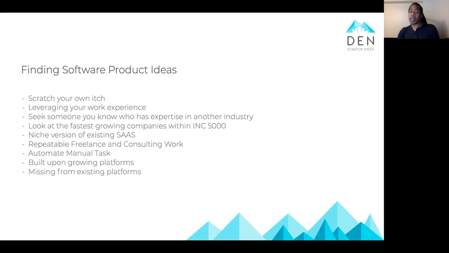Other places to look include Inc. Magazine. Inc. Magazine lists every year the top 5,000 growing businesses. There could be problems to solve there. For example, there are a lot of solar installers listed. Maybe they need a CRM to manage their customers. And that goes to the niche version of an existing SaaS product.